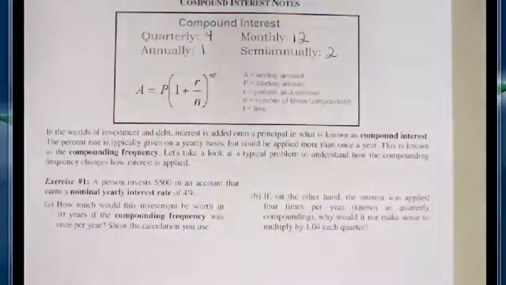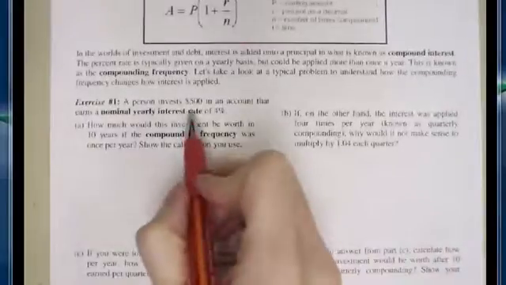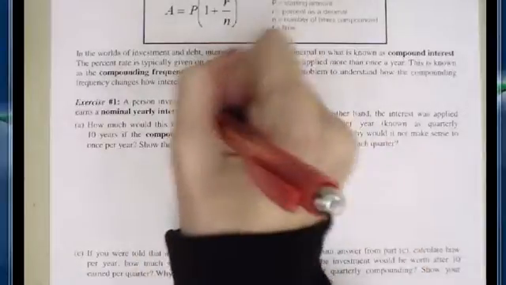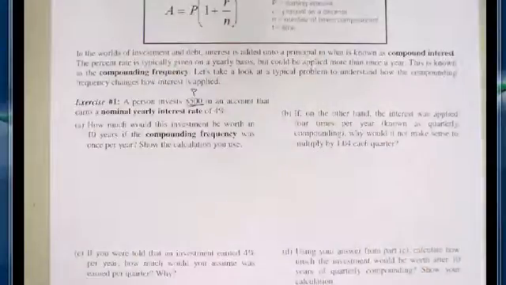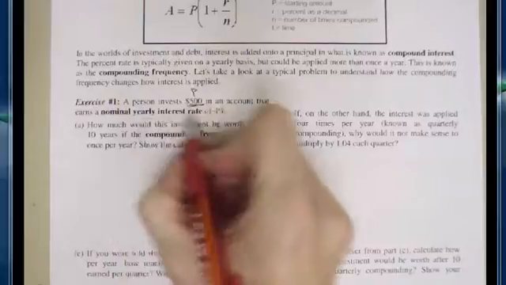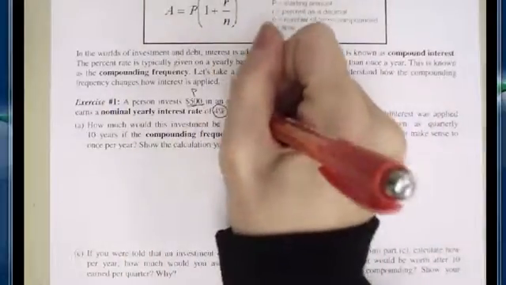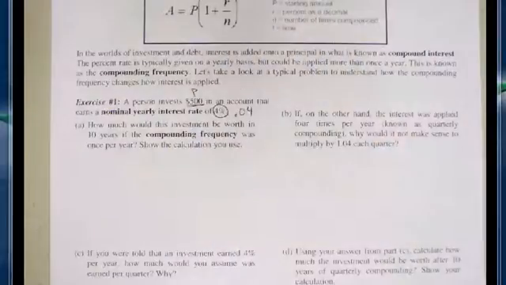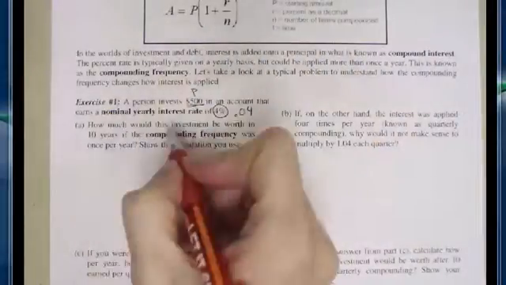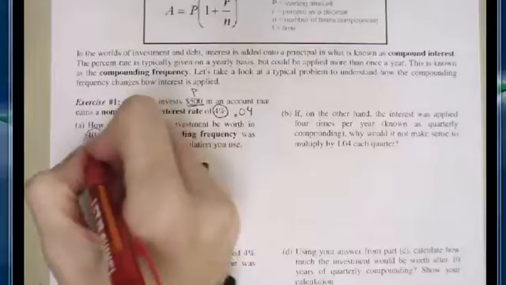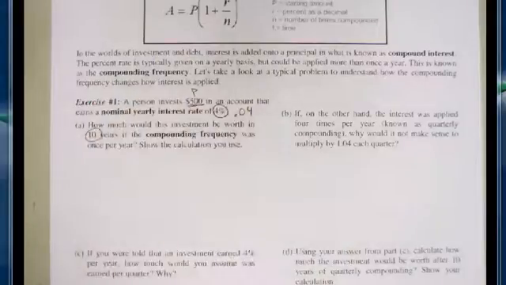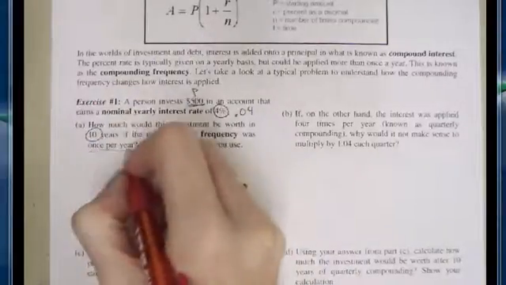All right, here we go. Let's look at number 1. We invest $500. That's your P. Yearly interest rate of 4%. That means we will use 0.04. We're going to be doing it in 10 years, and we're going to do a frequency of just once a year. So what we've already been doing.